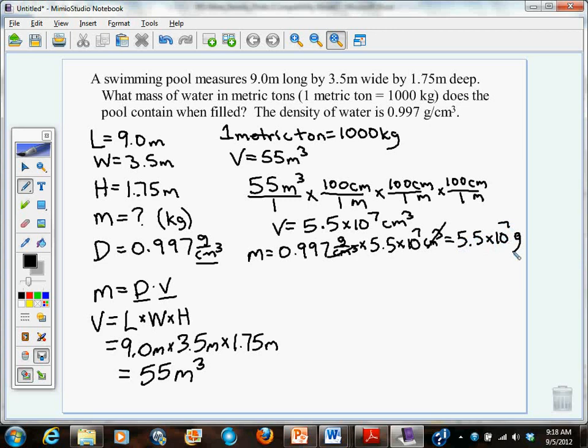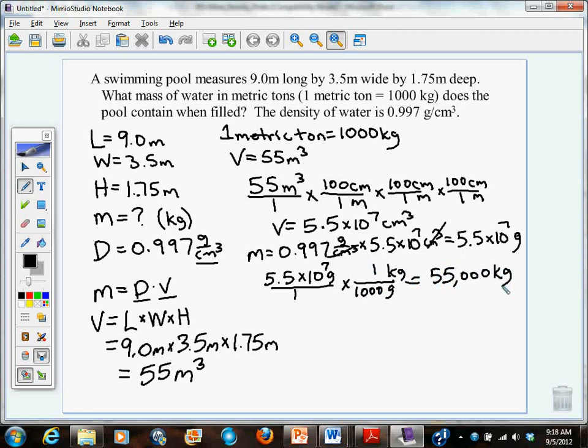All right? So at this point, we need to convert to kilograms. So I start out with 5.5 times 10 to the 7th grams. That's what I know. And I want to convert to kilograms, so that means I want grams on the bottom, kilograms on top. And I know for every 1 kilogram, by definition, there are 1,000 grams. And when I multiply this out, I get 55,000 kilograms. So I need 55,000 kilograms of water.